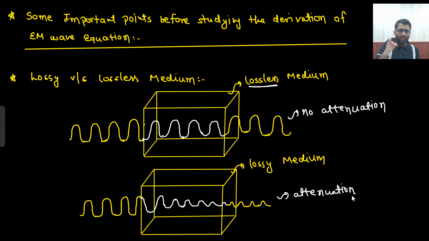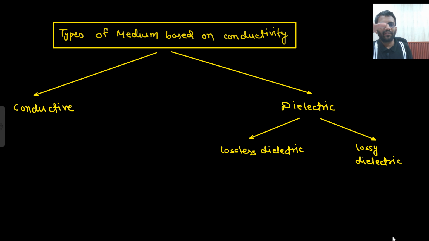If there is a loss, initially the amplitude was E naught. It was always E naught. Just as it went through this medium, the amplitude is going down. So when it went out, the amplitude is very less. So this is known as lossy medium. Okay. Now, based on conductivity, there are three kinds of medium actually: conductive, non-conductive, and dielectric. So what do you mean by conductive? It will conduct the current. Okay. There will be conductance. So conductance means sigma will be not equal to 0, or I should say sigma will be very high.